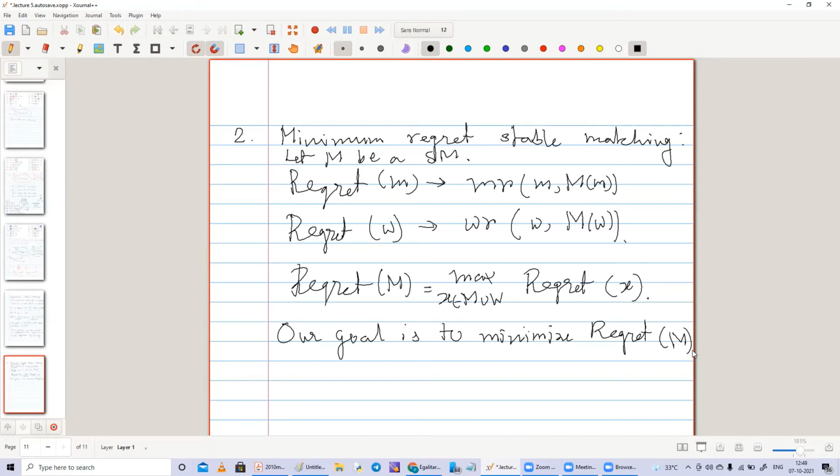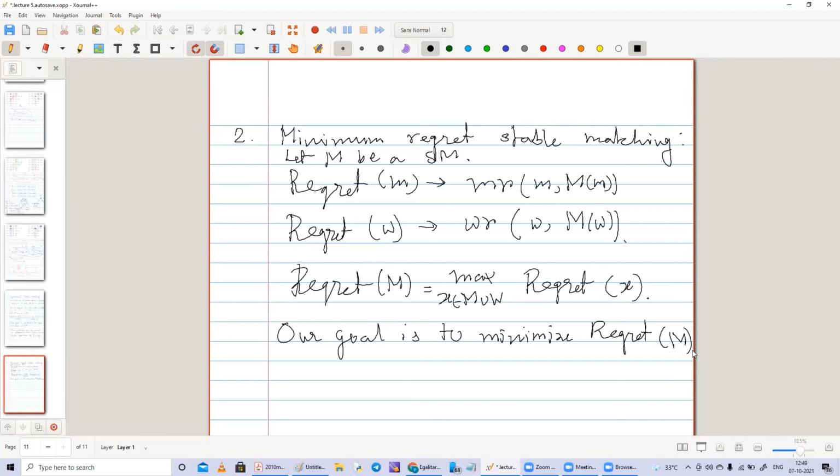And we compute this regret value for each of them, each man and woman. Then we compute the regret of the whole matching, which is basically the max of the regret of each man and woman. Our goal is to minimize that regret value of the matching. Basically we want to find a stable matching whose regret value is minimum.